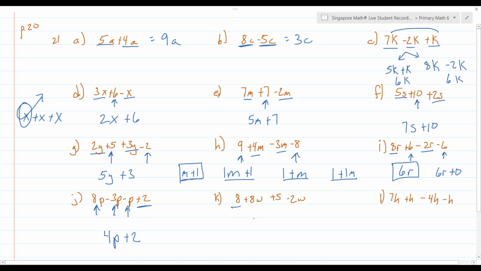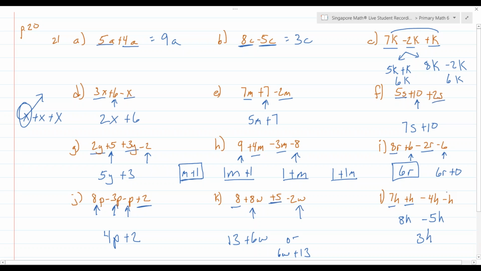But on the next one, I have 8 and then plus 8w, and then plus 5 and minus 2w. So altogether, I have 13 and I have 6w. Or if you prefer, 6w plus 13. Either way is fine. On the last one, letter L, I have 7 and another one is 8h. I'm going to subtract 4h and another h, so altogether I'm going to subtract 5h, which gives me 3h.